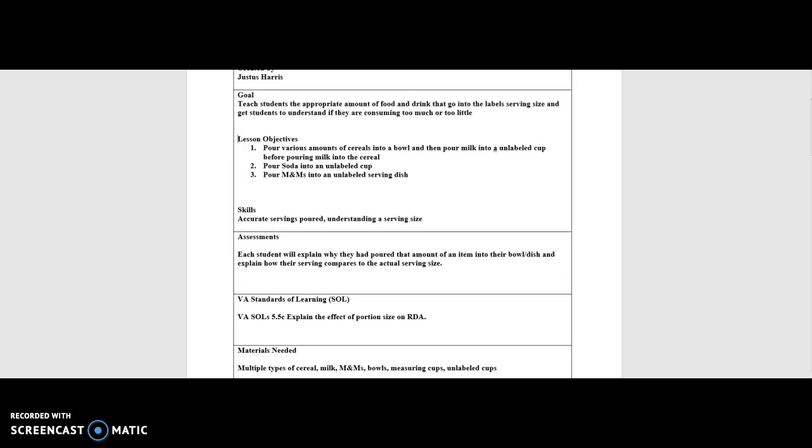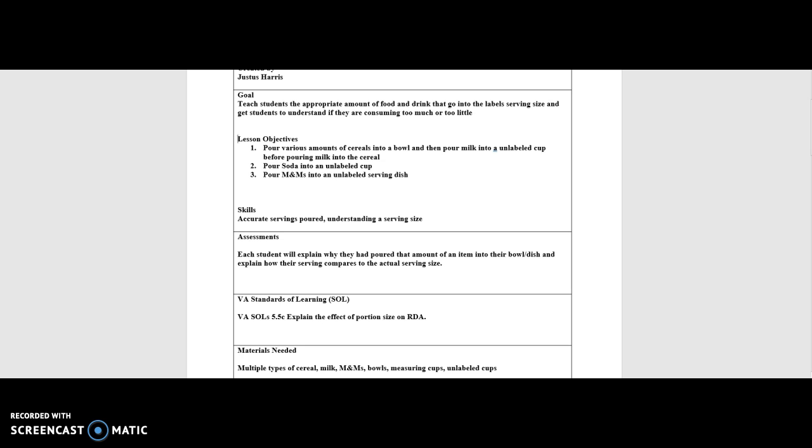The goal of this lesson is to teach students the appropriate amount of food and drink that go into the label's serving size, and to get students to understand if they're consuming too much or too little. Most of the time, it is too much, however.